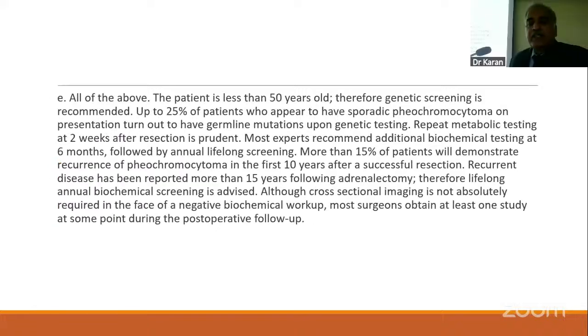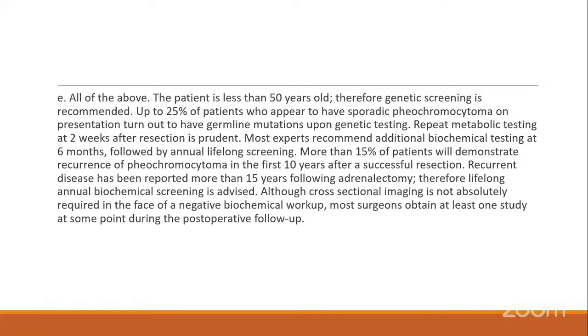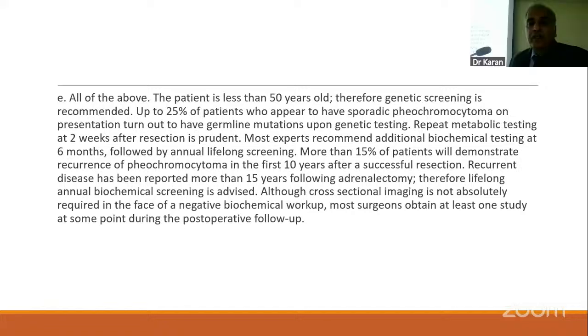So the patient is less than 50 years old. Therefore, genetic screening is recommended. Up to 25% of patients who appear to have a sporadic pheo on presentation turn out to have germline mutations upon genetic testing. Repeat metabolic testing at 2 weeks after resection is prudent. Most experts recommend additional biochemical testing at 6 months, followed by annual lifelong screening.